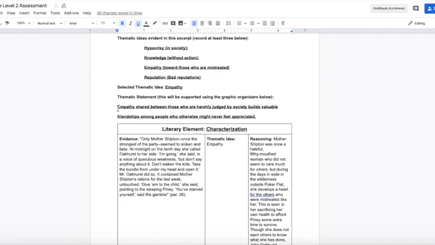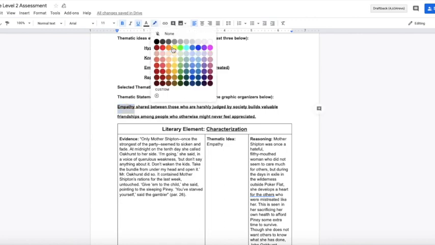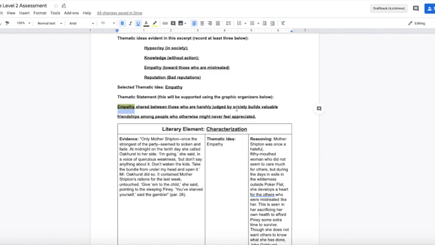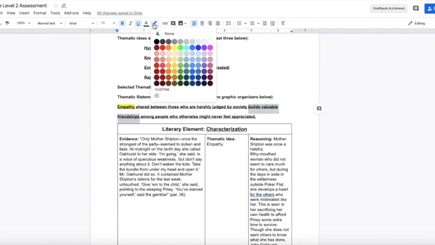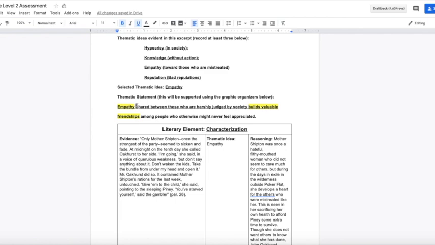And you'll hear the universality of this, how it applies to everyone. You'll also hear the message within this, and you will also notice that there's a qualifier within this as well. Empathy shared between those who are harshly judged by society builds valuable friendships among people who otherwise might never feel appreciated. So the gist of this, the nugget of the theme statement, is empathy builds valuable friendships, right? I mean, that's the basic. So what qualifies this is the shared between those who are harshly judged by society, because I think that's an important component, and then also the among people who otherwise might not feel appreciated. And so this is the direction that I went.